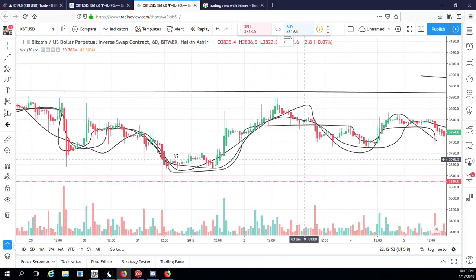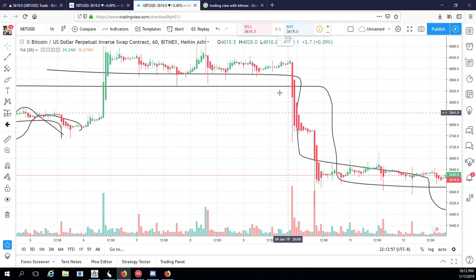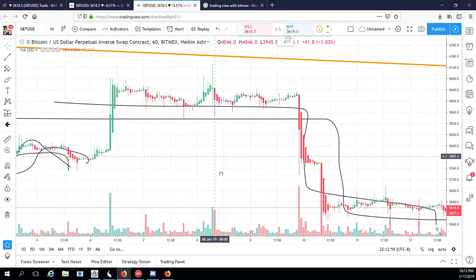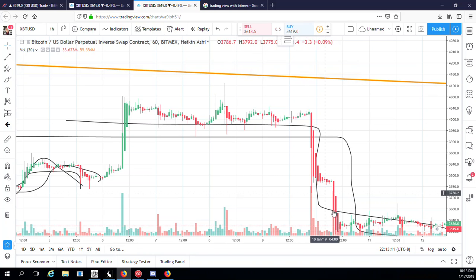Oh shoot, I lost it. Where'd it go? Alright, there it is. Right there, so all those candles kind of become one. You kind of see that's a really tiny one right there with the doji. Okay, so usually when that doji happens, when it's going sideways, it's a dump.